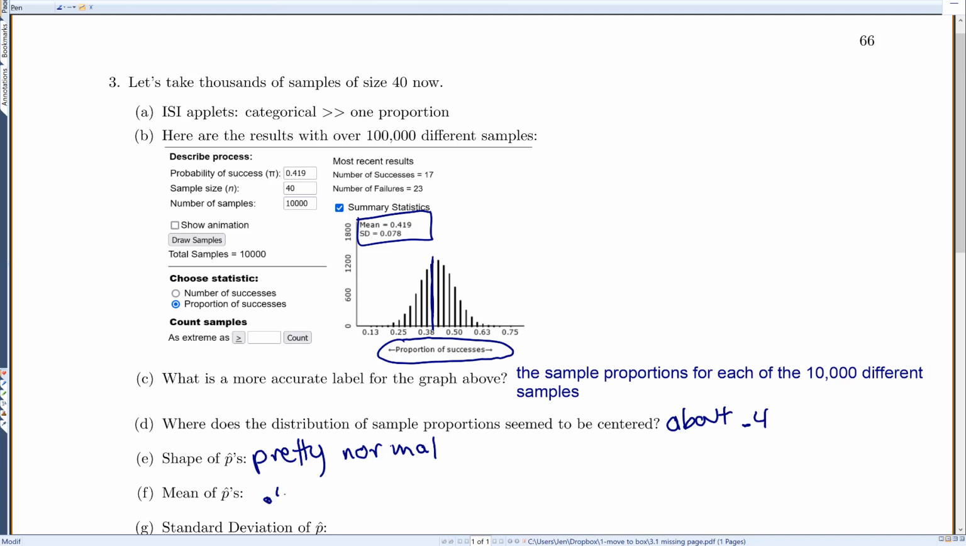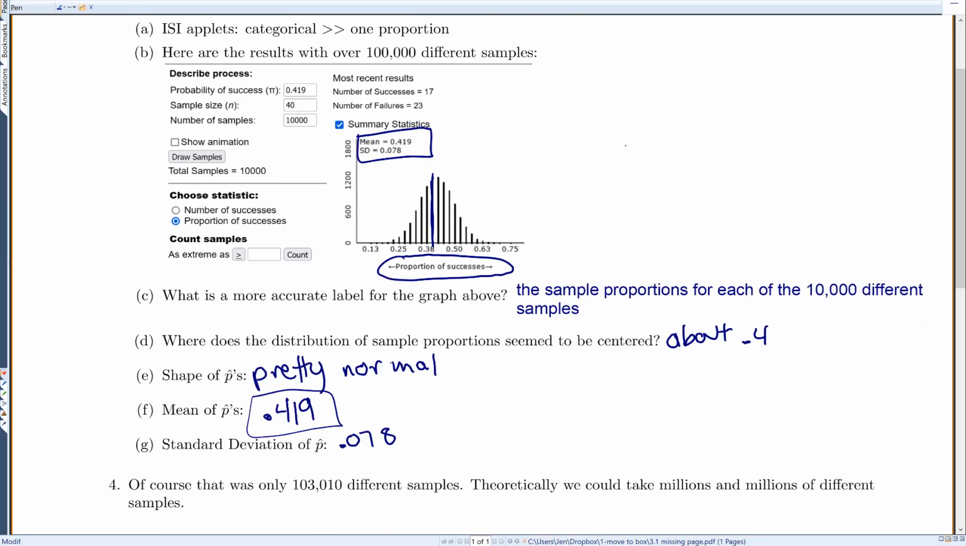Okay, so my mean is 0.419 and my standard deviation is 0.078. So you notice that my mean of all the sample proportions is 0.419, and if you remember, our population proportion is 0.419. Again, not a coincidence.